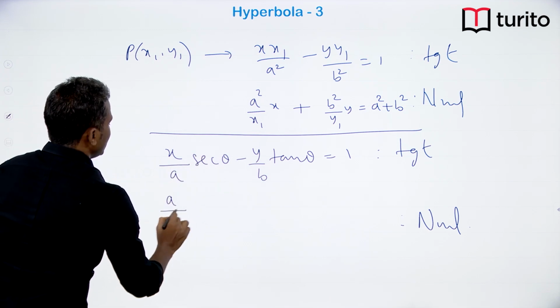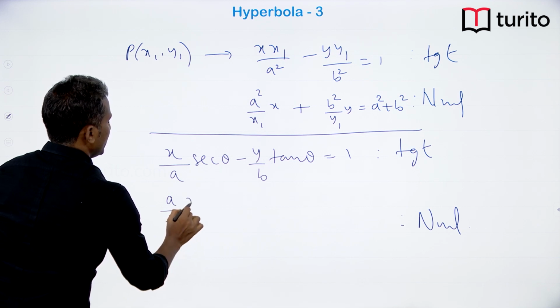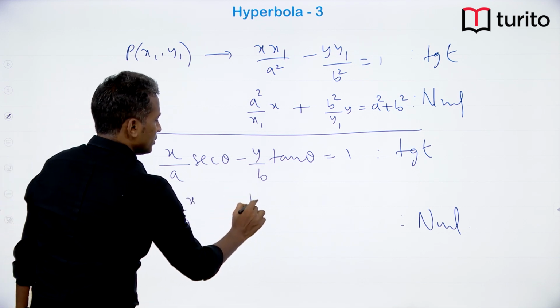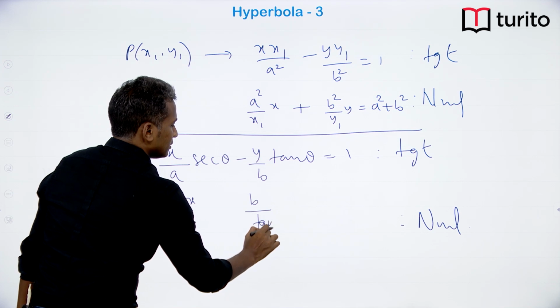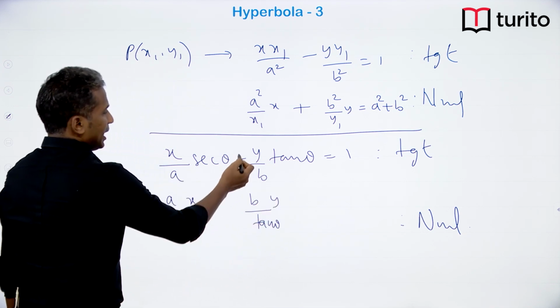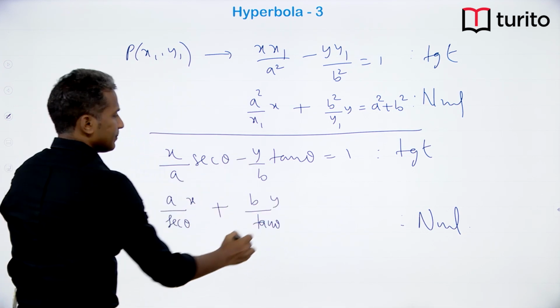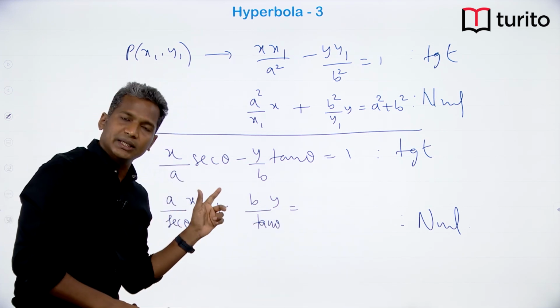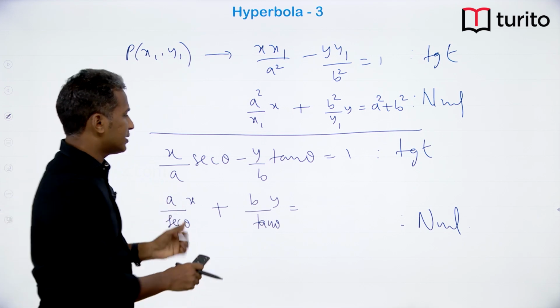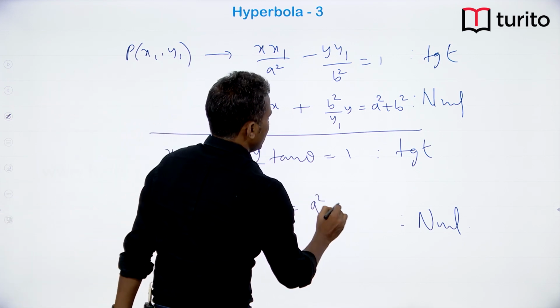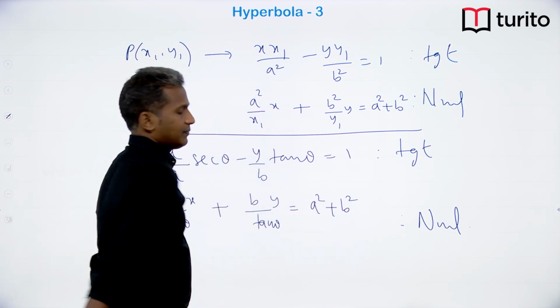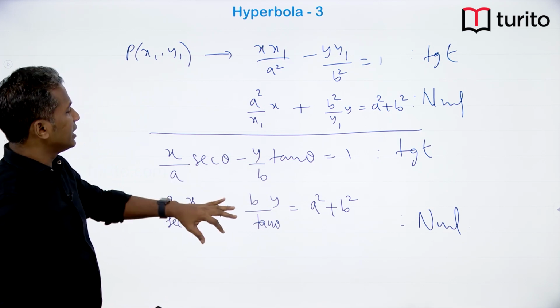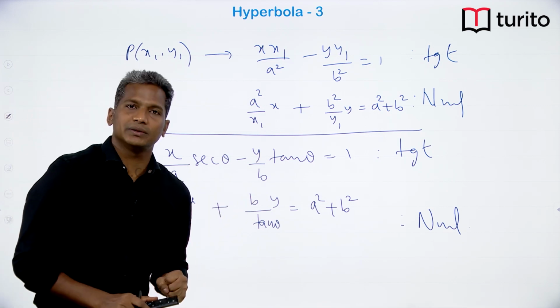a by sec theta into x, and here also b by tan theta into y, and the sign you have to reverse, equal to: put x equal to a sec theta, put y equal to b tan theta. So, what do we get? a square plus b square here, okay. So, this way we can get the equation of normal, okay.